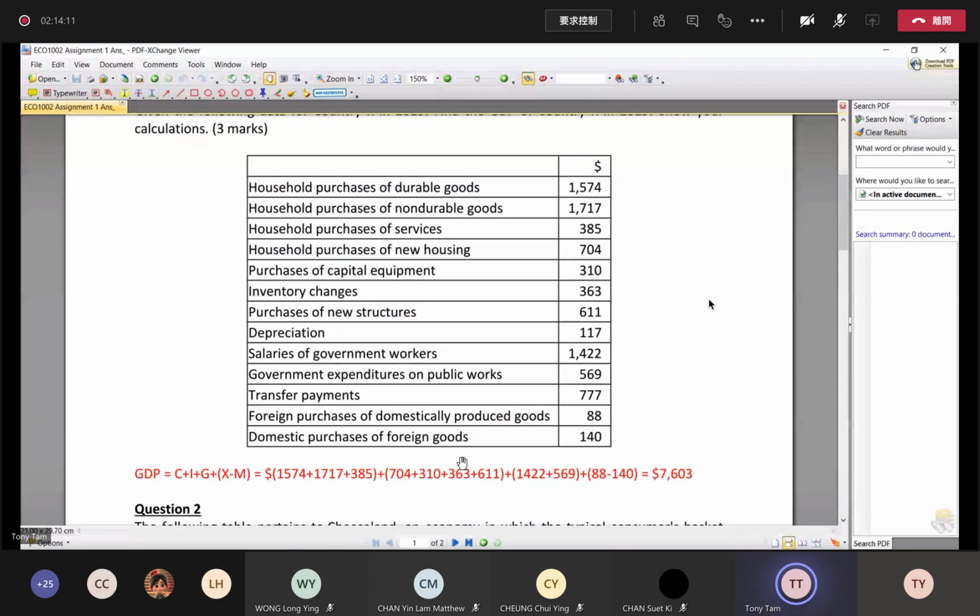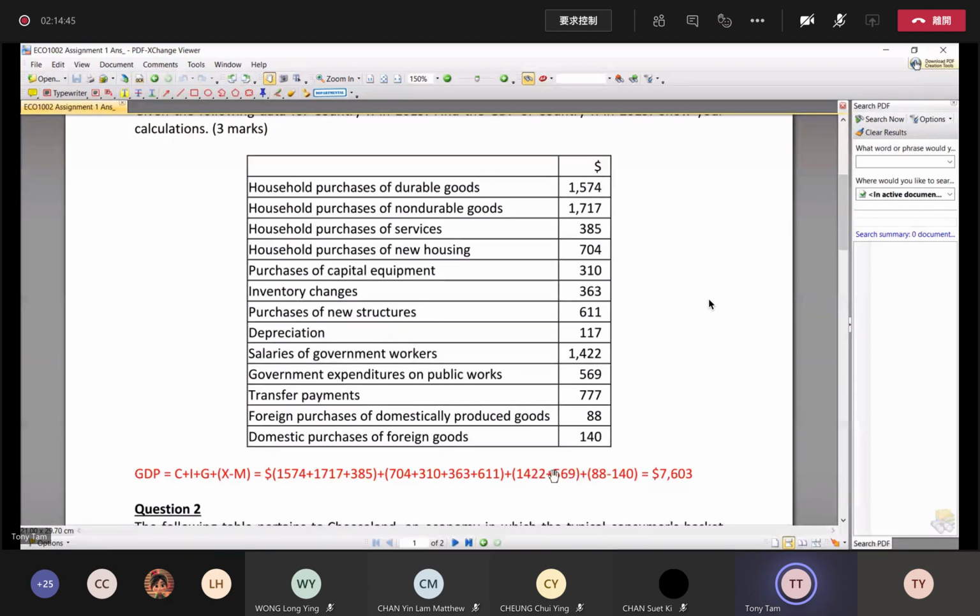So for depreciation here, it will be included in the investment item. You may treat it as just a figure. So you can ignore it for calculating the GDP. 本身呢度已經係 cover 咗個 GDP 嘅, or consider or include the depreciation here. So that will be just repeated.